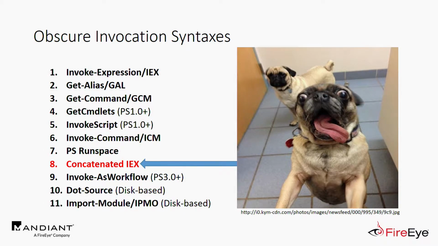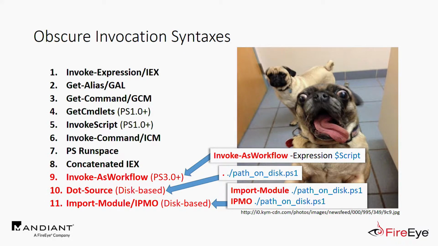Concatenated IEX. This is definitely the craziest one, so let me come back to it in just one second. The last three, invoke is workflow. This was introduced in PowerShell 3. I've actually never seen this one used in the wild, but I'm hoping one day I will, because it's kind of fascinating. The last two are only for disk-based cradles, not web-based: just dot sourcing your script, or import module, which will just run that code.